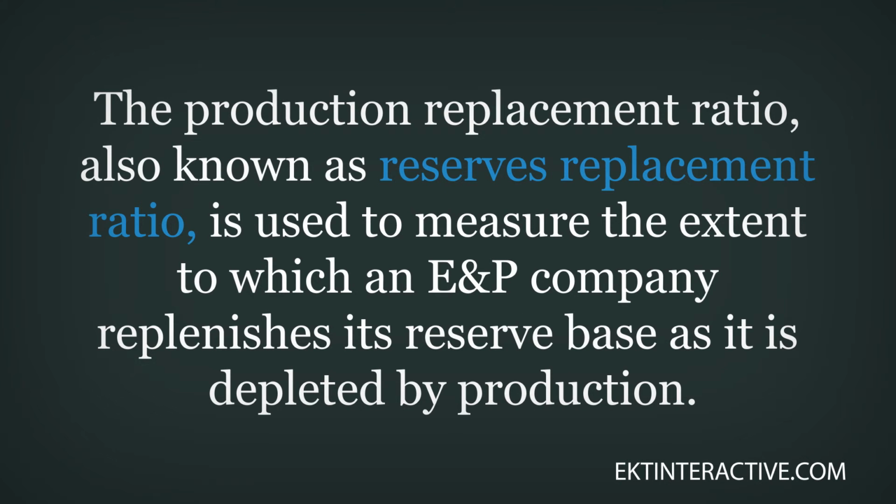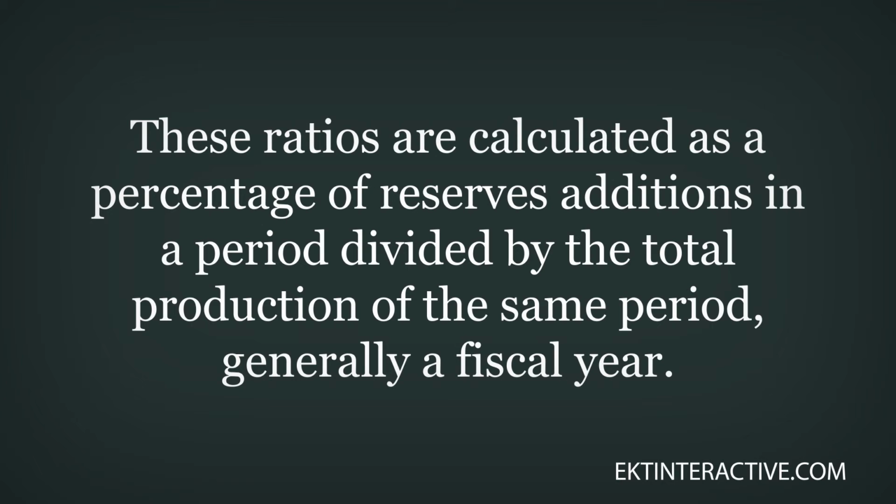The production replacement ratio, also known as reserves replacement ratio, is used to measure the extent to which an E&P company replenishes its reserve base as it is depleted by production. These ratios are calculated as a percentage of reserves additions in a period divided by the total production of the same period, generally a fiscal year.